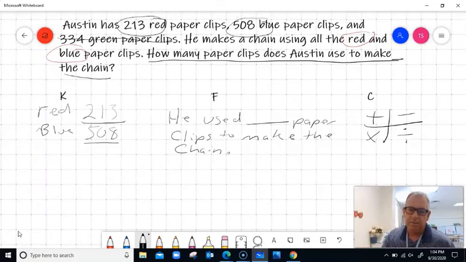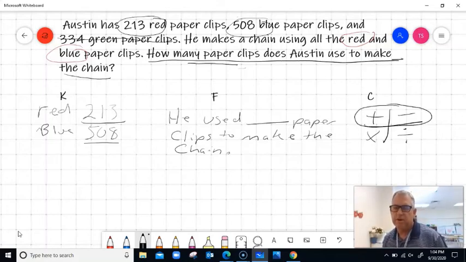Another thing is the 213 is talking about paper clips. The 508 is talking about paper clips. They're the same thing. And the answer that I'm looking for is how many paper clips. So all those labels are the same. It's all asking about paper clips. A lot of times when all the labels are the same, that's kind of a little key that it's addition and subtraction. Whenever our labels are the same, a lot of times we add things that are alike together. So I'm going to go ahead and circle on my little chart here, addition and subtraction. So it's probably going to be an addition and subtraction question.